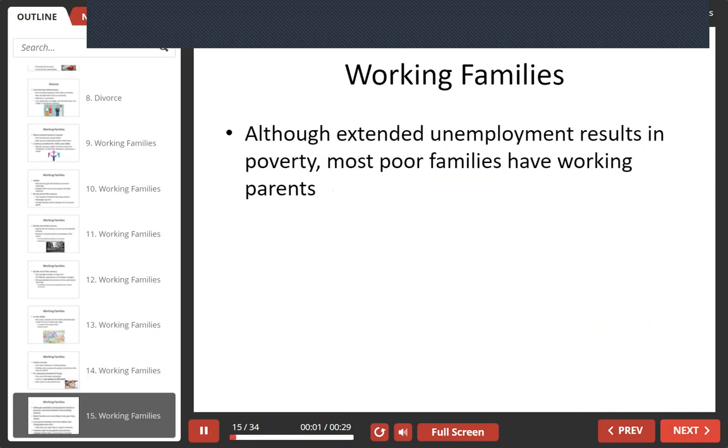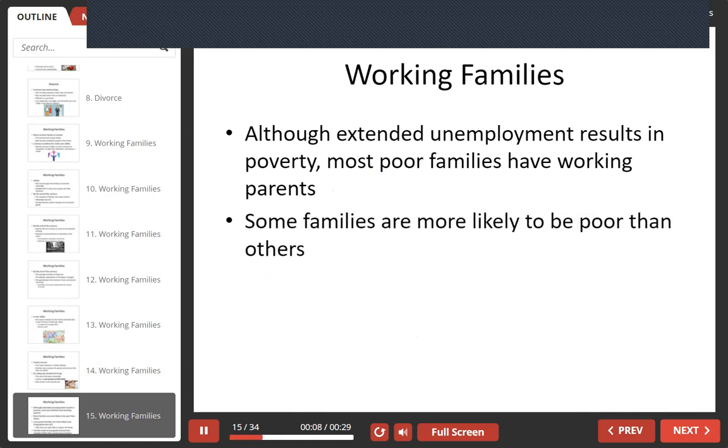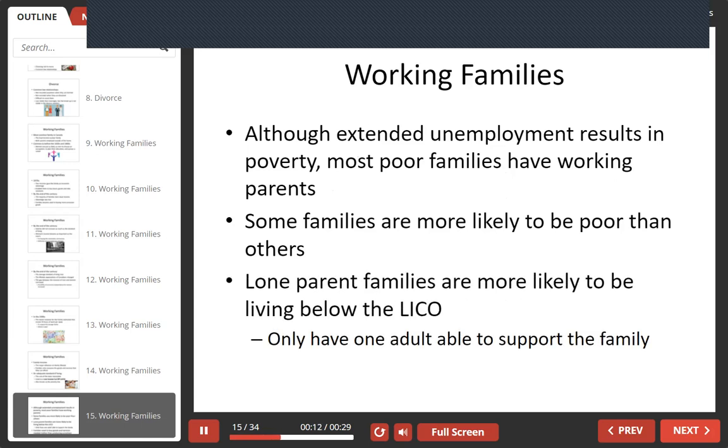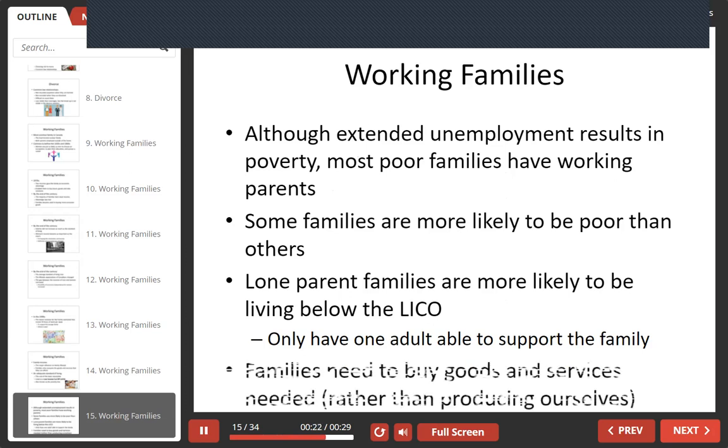Although extended unemployment results in poverty, most poor families have working parents, and some families are more likely to be poorer than others. Lone parent families are more likely to be living below the LICO, which is known as the low income cutoff, and only have one adult to support the family.